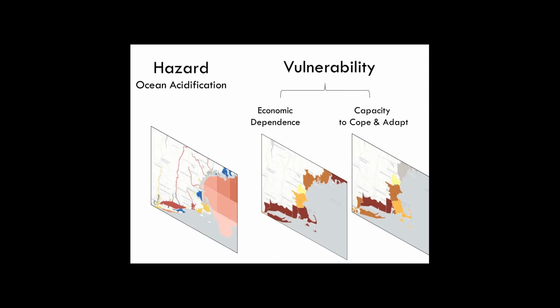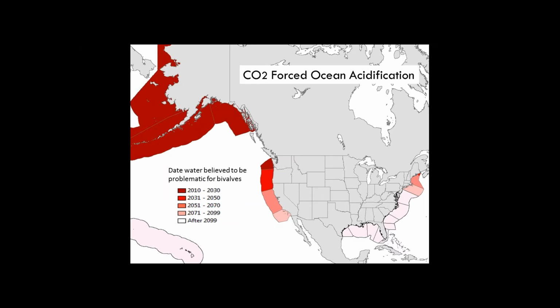Okay, so this is what our data look like in terms of the 3 components. We had the spatial analysis of these 3 different indicators for hazard, economic dependence, and adaptive capacity. And vulnerability in our model is defined as economic dependence and adaptive capacity combined. So I'm going to walk you through the data step by step. First, we're going to look at the hazard, the influence of rising atmospheric CO2.